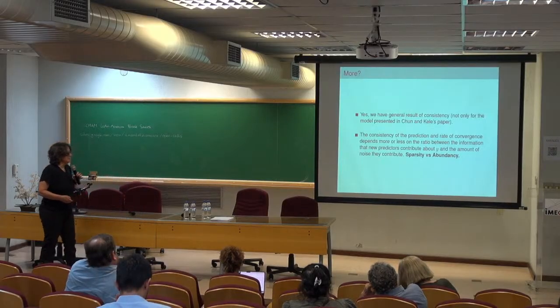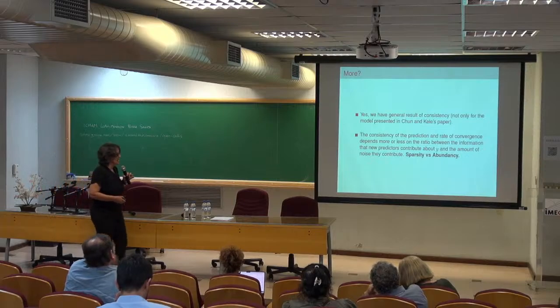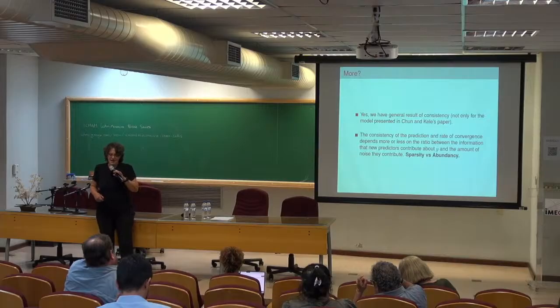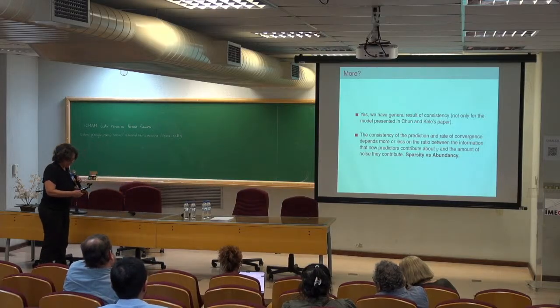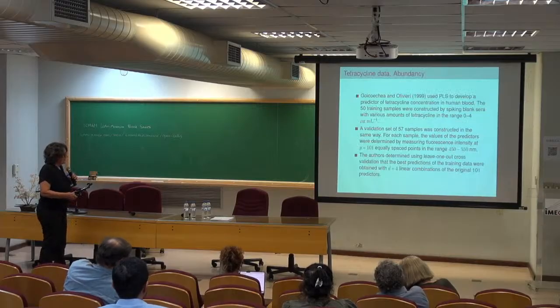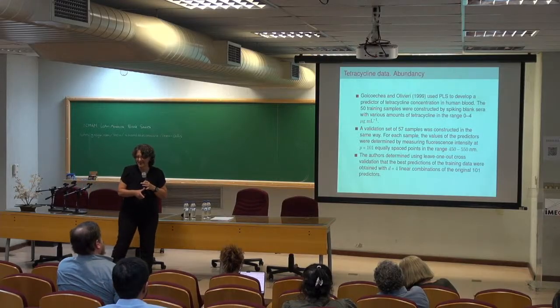Not only this one, the consistency of the prediction and the rate of convergence depend more or less on the ratio between the garbage that we put in with the new x, meaning error, and the information that we are adding with the new x. That is the difference between sparsity and abundance. I want to show you why I'm saying that they work with abundance regression.